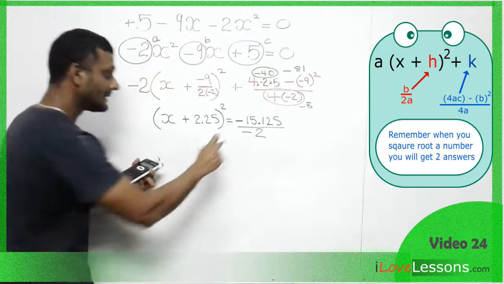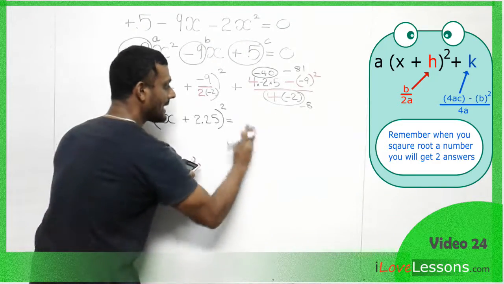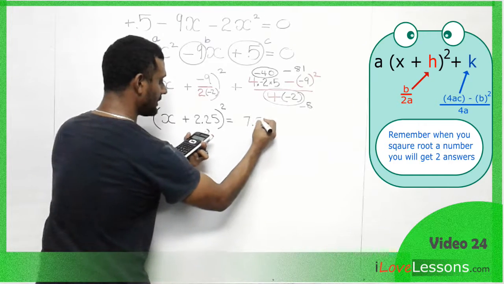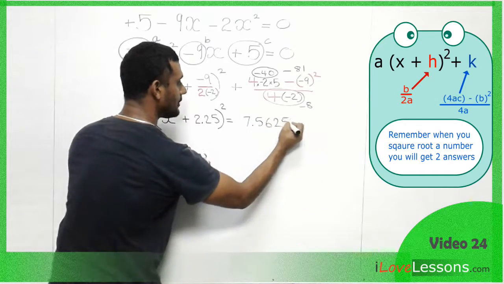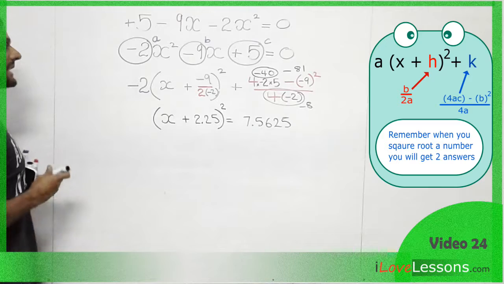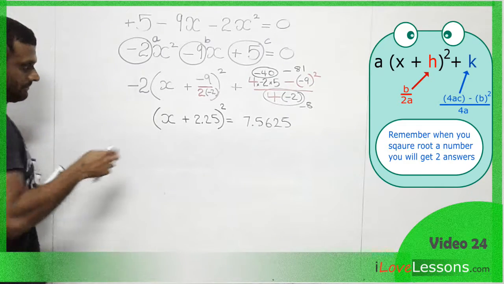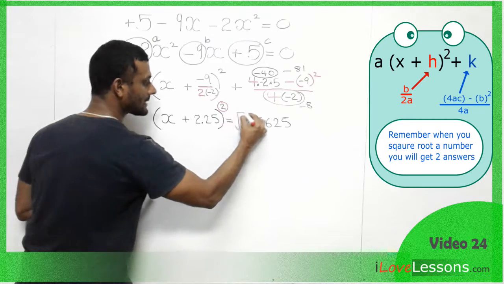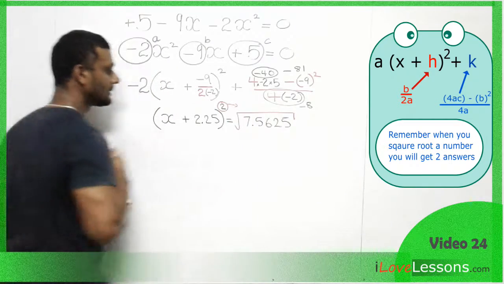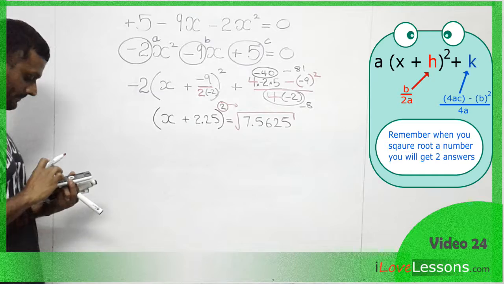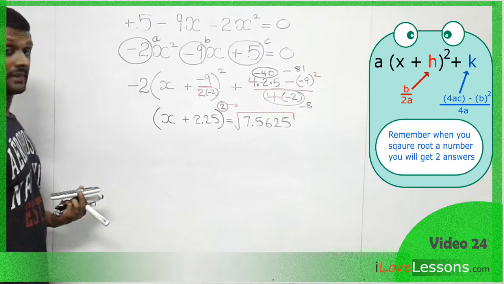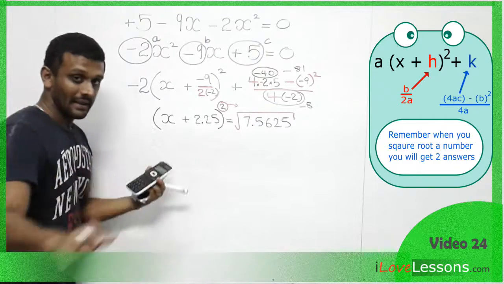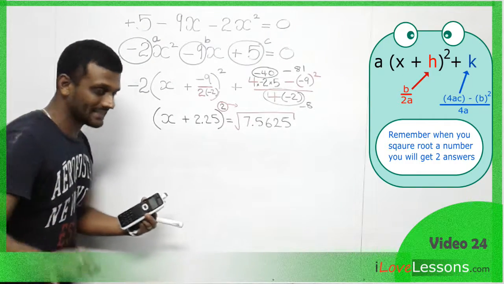If we divide these two numbers, we will get positive 7.5625. Who's next on the list to throw across? Squared. Throw across the squared and you will get a square root. Let's square root this number. I think that we're getting the same answer as the last question. I assure you, it's pure coincidence.